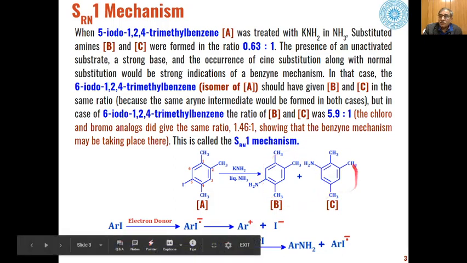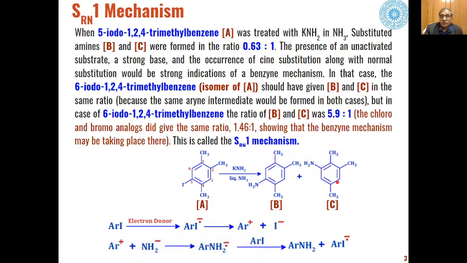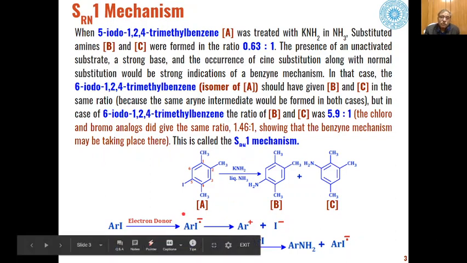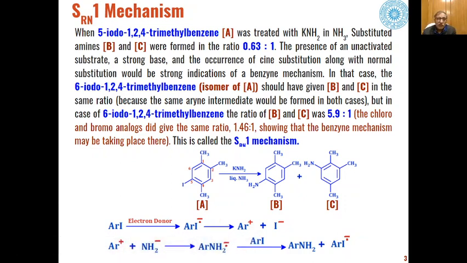So there is a change in the mechanism of this reaction when these iodo substrates are involved. Whereas when we use chloro or bromo instead of iodo, the ratio was 1.46:1, which is close to involving the benzyne mechanism. So in the case of iodo substrates, a different mechanism is involved, and this mechanism is known as the SRN1 mechanism.